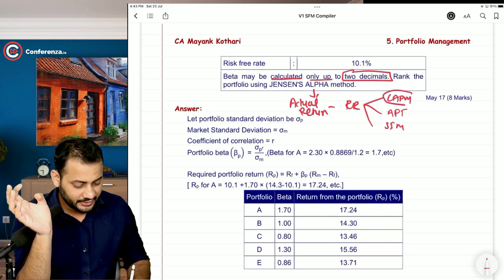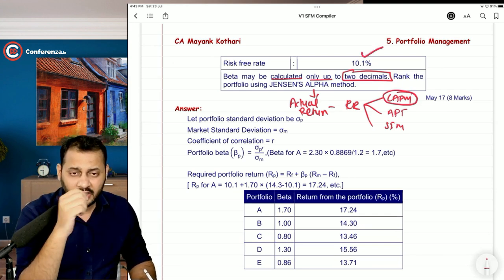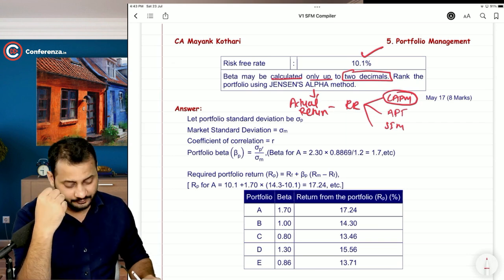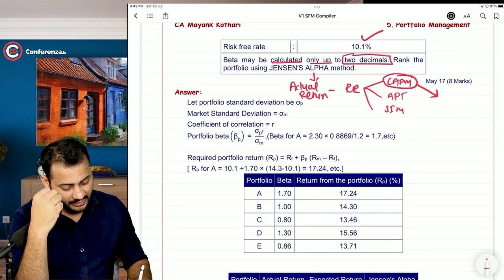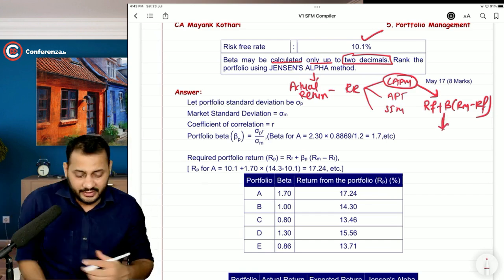In this question, the data for CAPM is given to us: risk-free rate, market rate, and then the correlation data. So for this purpose we have to find out risk-free rate plus beta in bracket market rate minus risk-free rate. Now beta is not given to you in the question, we will have to find that out.